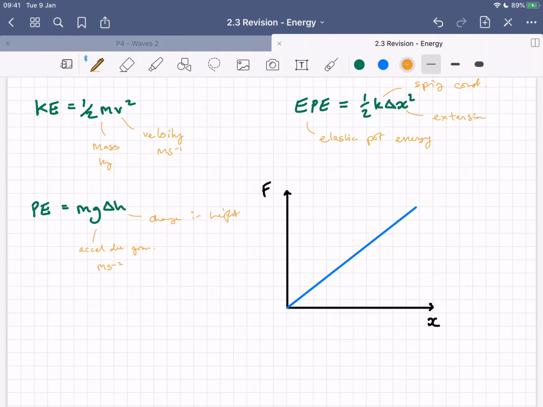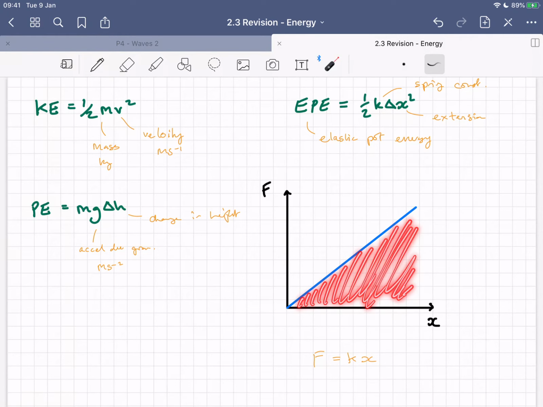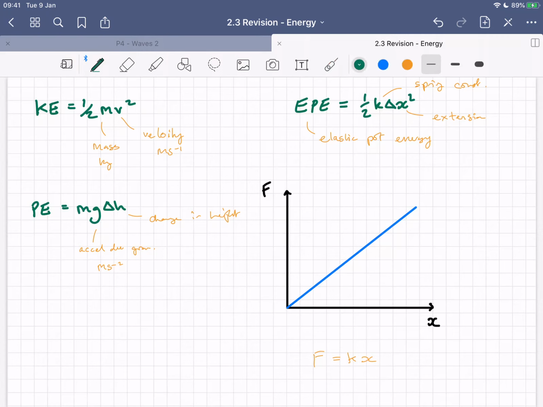So this equation comes from, if we look at this graph here, then we know that there's a relationship between the force and the extension, F equals kx, where k, remember, is the spring constant. Now, if we look at the area under this graph, the area under this graph is actually the energy, okay? So the work done would be equal to half F times x, because the shape under the graph is a triangle, okay? So that's why it's half F times x.